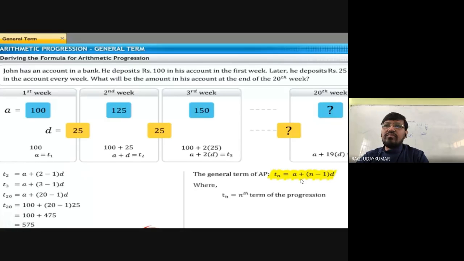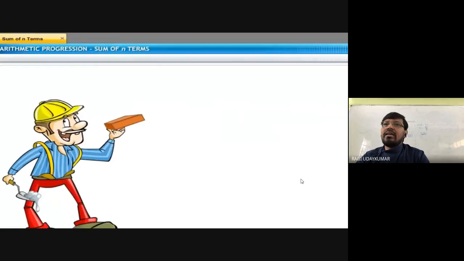So now the general term formula is, usually represented with an, that is A plus n minus 1 into d. Here A is the first term, d is the common difference, and n is the number of terms of the arithmetic progression. So if you want to find the number of terms, use the nth term minus A. Next, the sum of the n terms of an arithmetic progression.